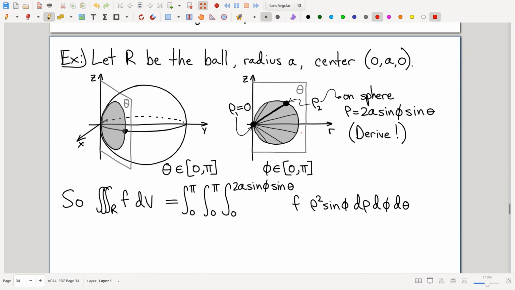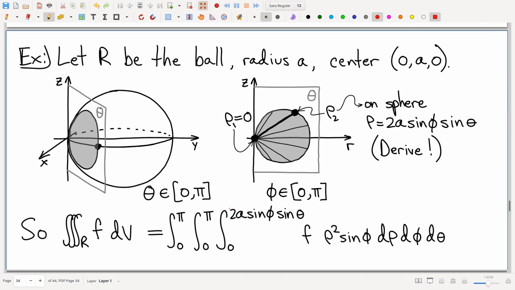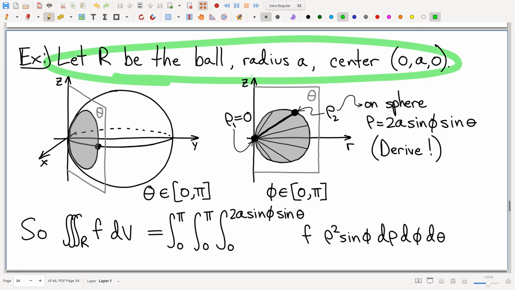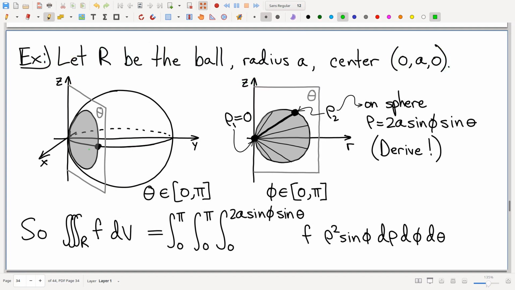Next example. A different ball, radius A, this time centered on the y-axis instead of the z-axis. Now this is a totally different geometric situation. Yes, it's still a ball. Yes, it still has the same radius, but it's on a different axis, and that really does change everything.